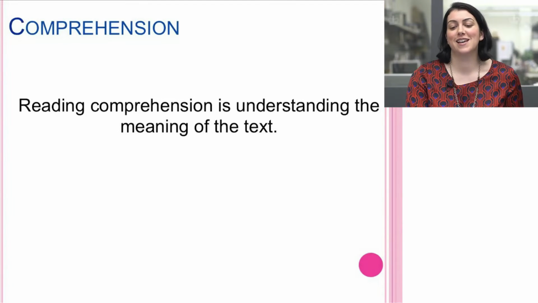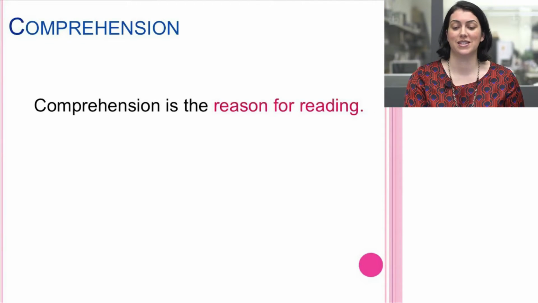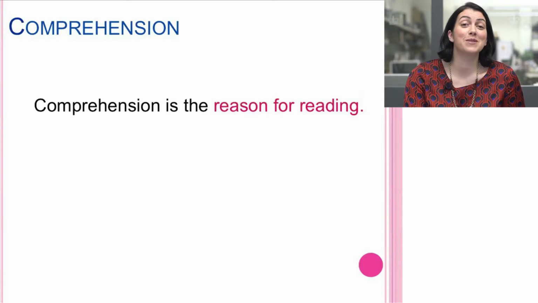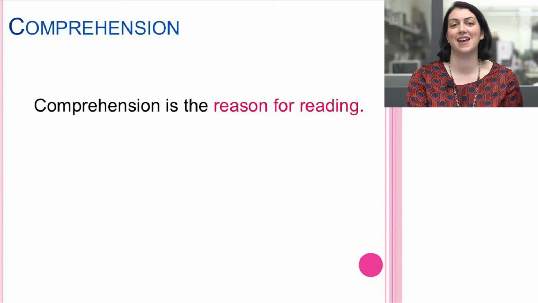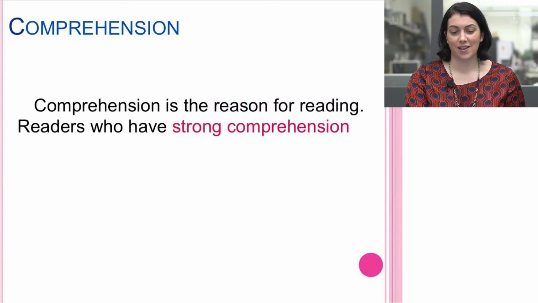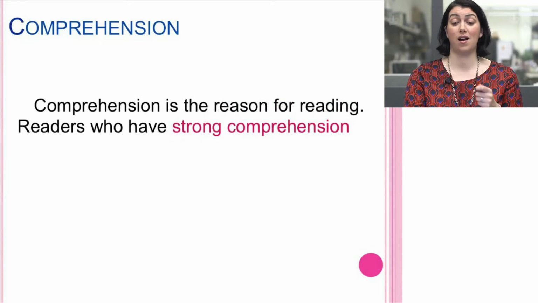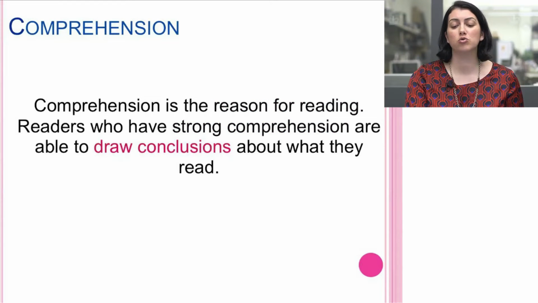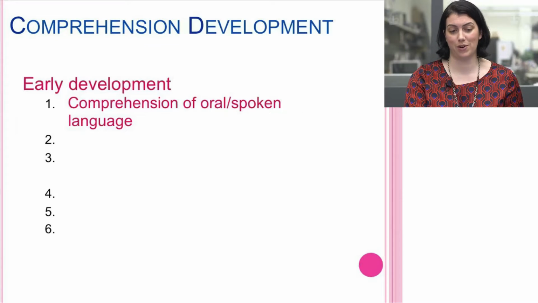Reading comprehension is understanding the meaning of the text. It's the reason we read. We want to understand what we're reading. And readers who have strong comprehension are able to draw conclusions about what they read. Now, comprehension development begins very early.